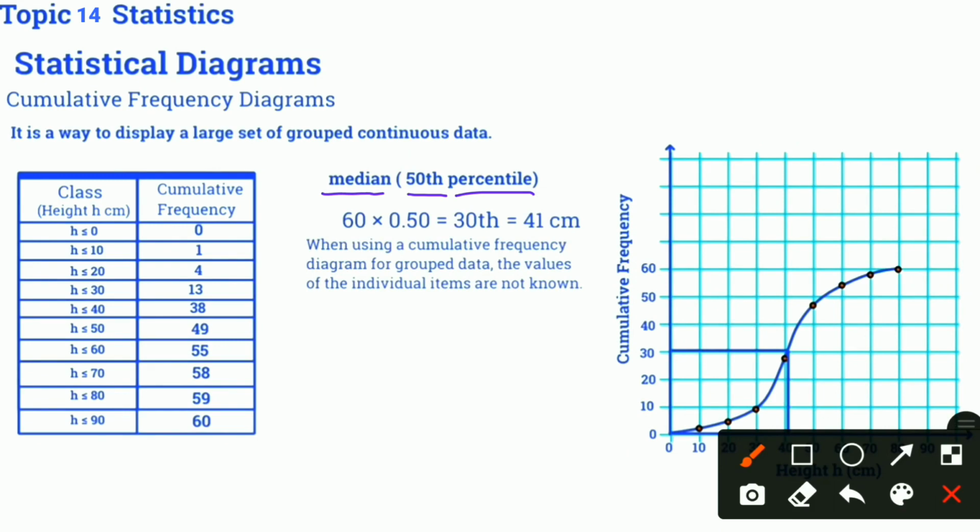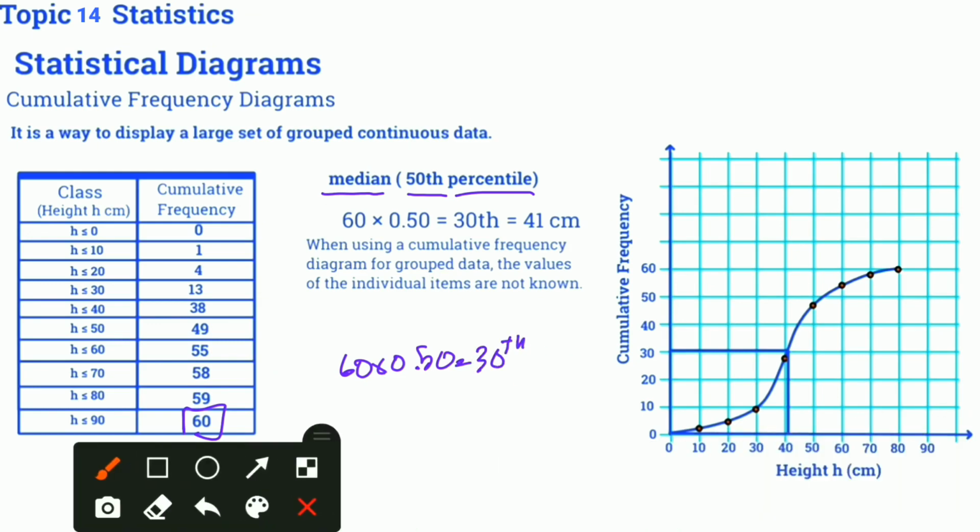60 is the total cumulative frequency. 60 multiplied by 0.5 is 30. This is the median position, 30. So where it's 30, we try to make an estimation. It's at around 40, so it is around 41 centimeters.